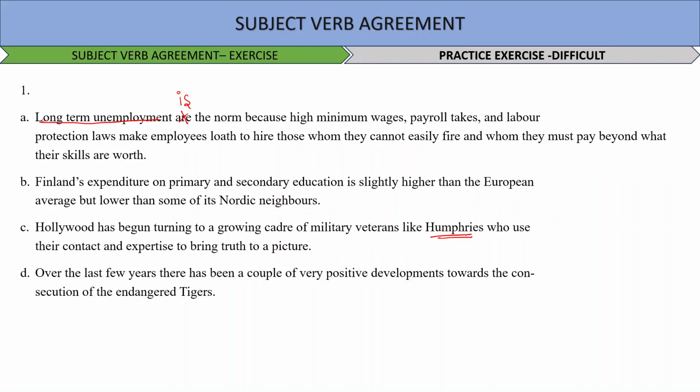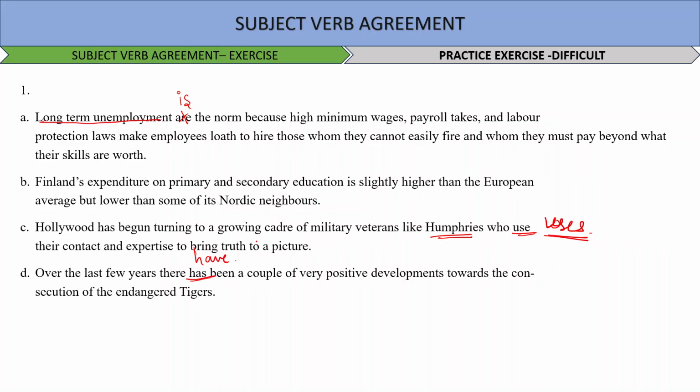Again in sentence D, a couple of very positive developments is a plural noun phrase and will take a plural form of verb. So it should be what? It should be has been or have been. It should be have been. Over the last few years, there have been a couple of positive developments, right? Because it's a plural noun phrase, the verb will also be plural instead of a singular verb. And the only correct sentence here is option number B. Right? Easy to understand.